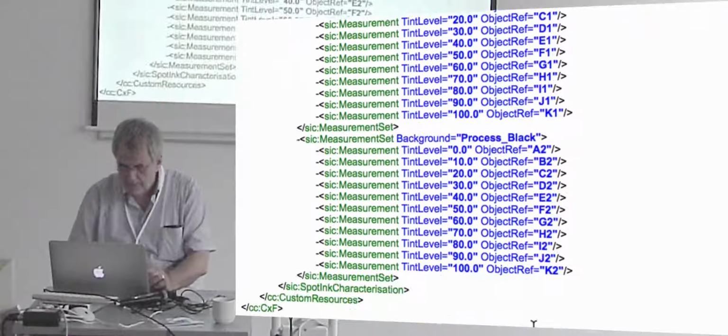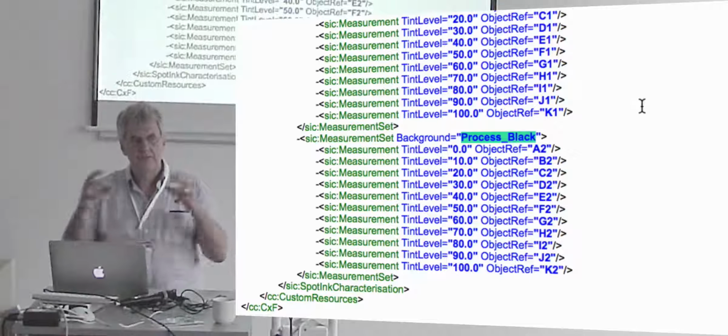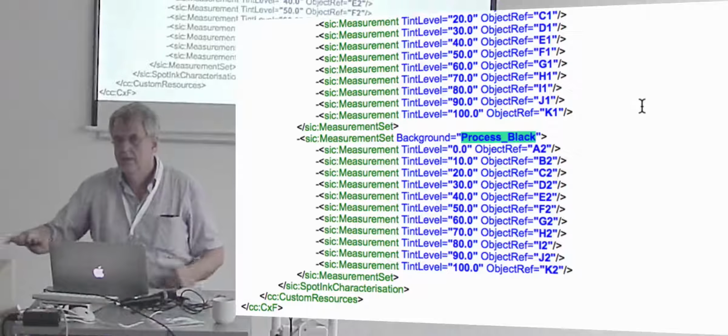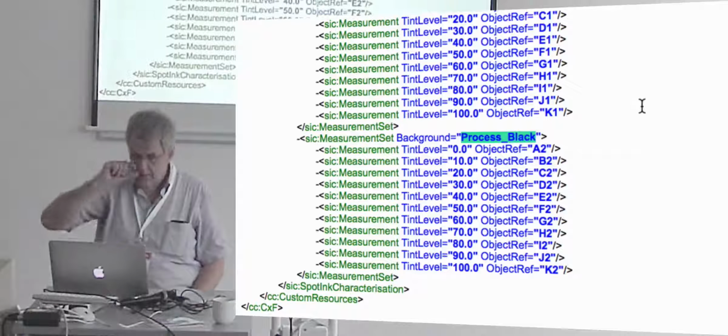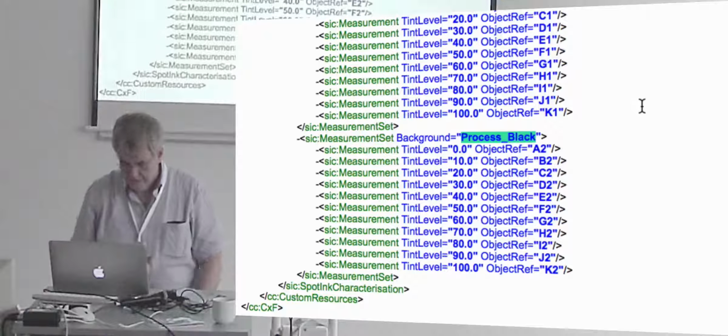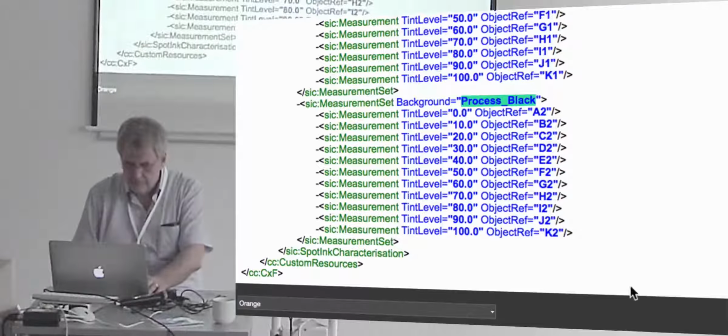And then you have the same again for black. So the background is processed black. That's prescribed. You must say processed black, and it should be processed black that you print first, 100% black, and then you print the spot ink patches on top of that. And again, you have references A2, B2 for each of the tint levels to the actual measurement data.